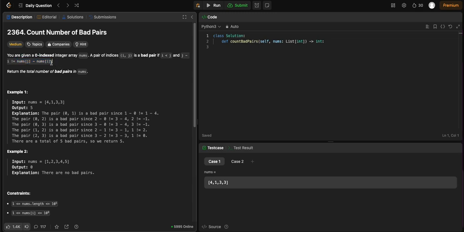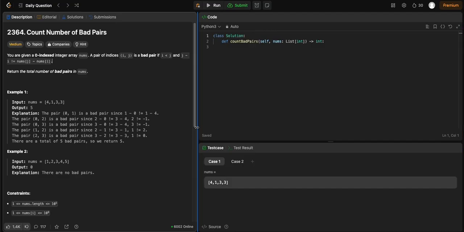Let's think about the brute force way first. If we are brute forcing, then sure, we can just check every pair. So where can we cut down the redundancy, I guess? Where can we do that? That's what we have to figure out.